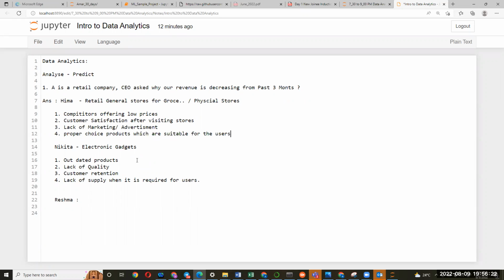Okay. And Reshma, what did you choose? What domain do you want to work in? The same thing, retail. I usually manage convenience stores, so based on that, I was thinking on that.